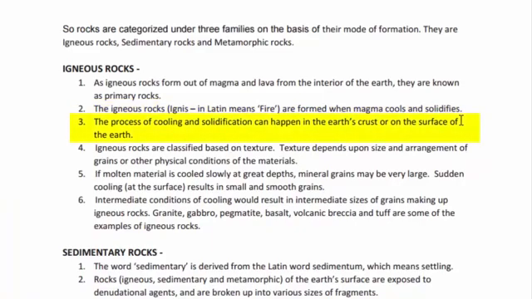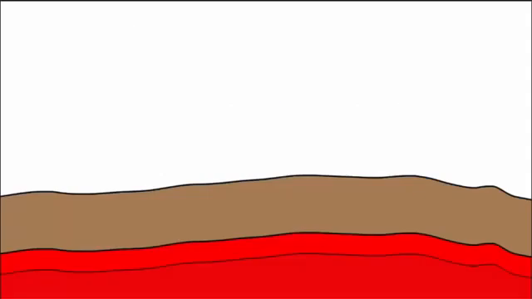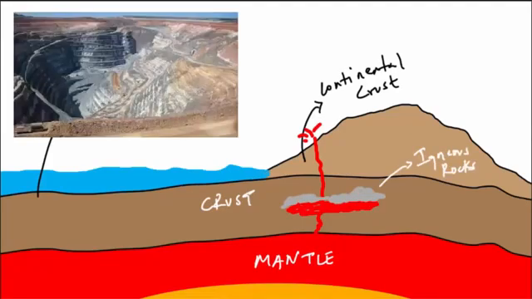The process of cooling and solidification can happen both in the Earth's crust as well as on the surface of the Earth. We now know that igneous rock is formed from cooling down of magma, but you need to understand this. When magma comes out of the mantle, it can sometimes just stay under the crust. It need not get out on the surface. Sometimes magma just cools down under the crust itself. That's why during open cast mining, large chunks of igneous rocks are found.